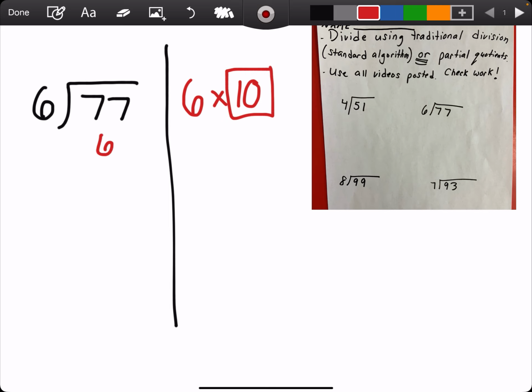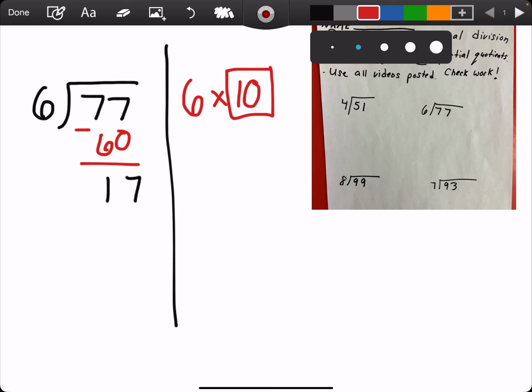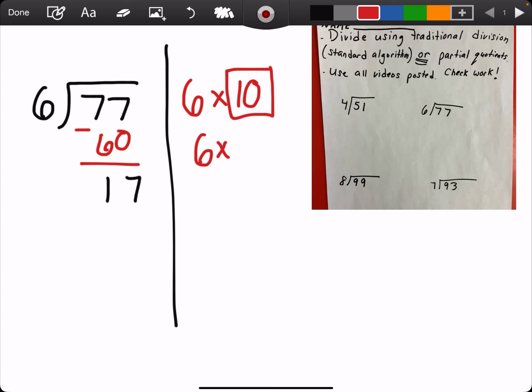10 groups is 60. Now let me subtract. 7 minus 6 is 1, so 17. All right. Now 6 times what? Because we're looking at 17. 6 times what will get me close to 17 without going over? Well, 6 times 1 is 6. 6 times 2 is 12. 6 times 3 is 18. So I can't do 3. So I could do 6 times 2, which is 12. Subtract, and we get 5.